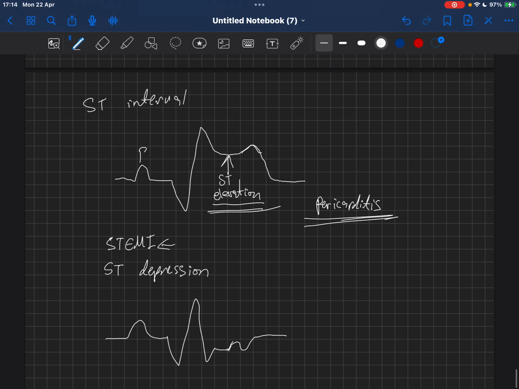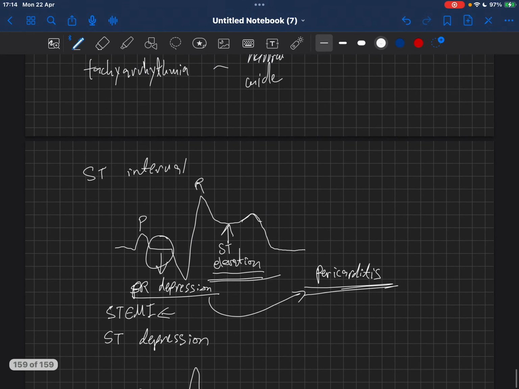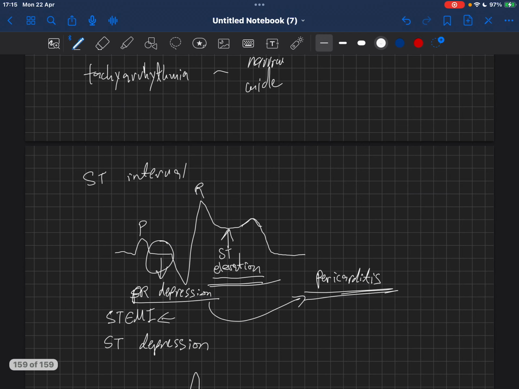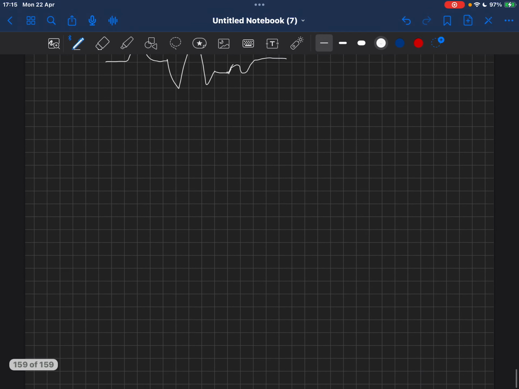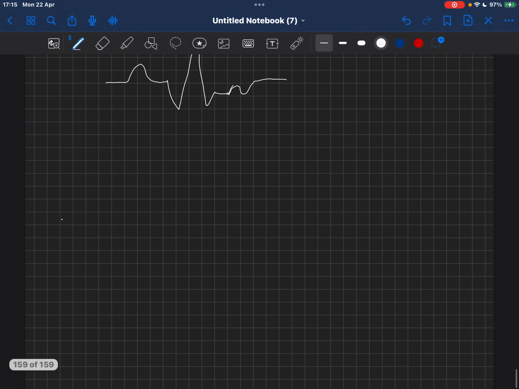Not only the ST segment can change in position, but also other intervals. The PR interval, or this segment, can show depressions, which is called PR depressions, again in pericarditis. This is one of the pathologies that can cause PR depressions.